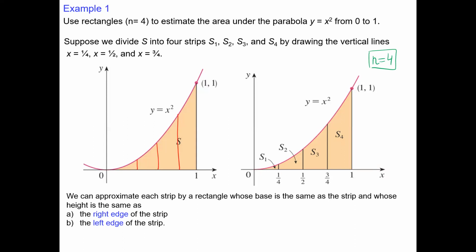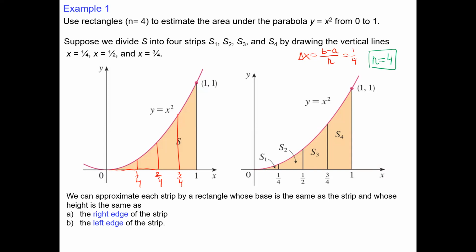We can see this is the base, 1/4, 1/4, 1/4, 2/4, which is 1/2, 3/4, and 4/4. Okay? And we will call this base, that I divided the entire interval into, delta x. Delta x is the entire interval from a to b divided by n. 1/4 in this case. A and b are the beginning and end. The entire length divided by the number of rectangles.